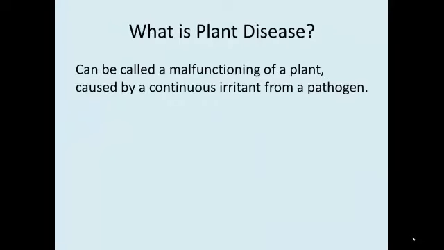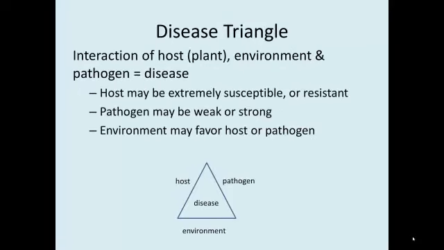What is a plant disease? Similar to humans, it can be called a malfunctioning of a plant caused by a continuous irritation from a pathogen. Disease is looked at as a disease triangle in plants, a combination of the host, which is the plant, the environment, and the pathogen. And then, of course, over time, these interact.